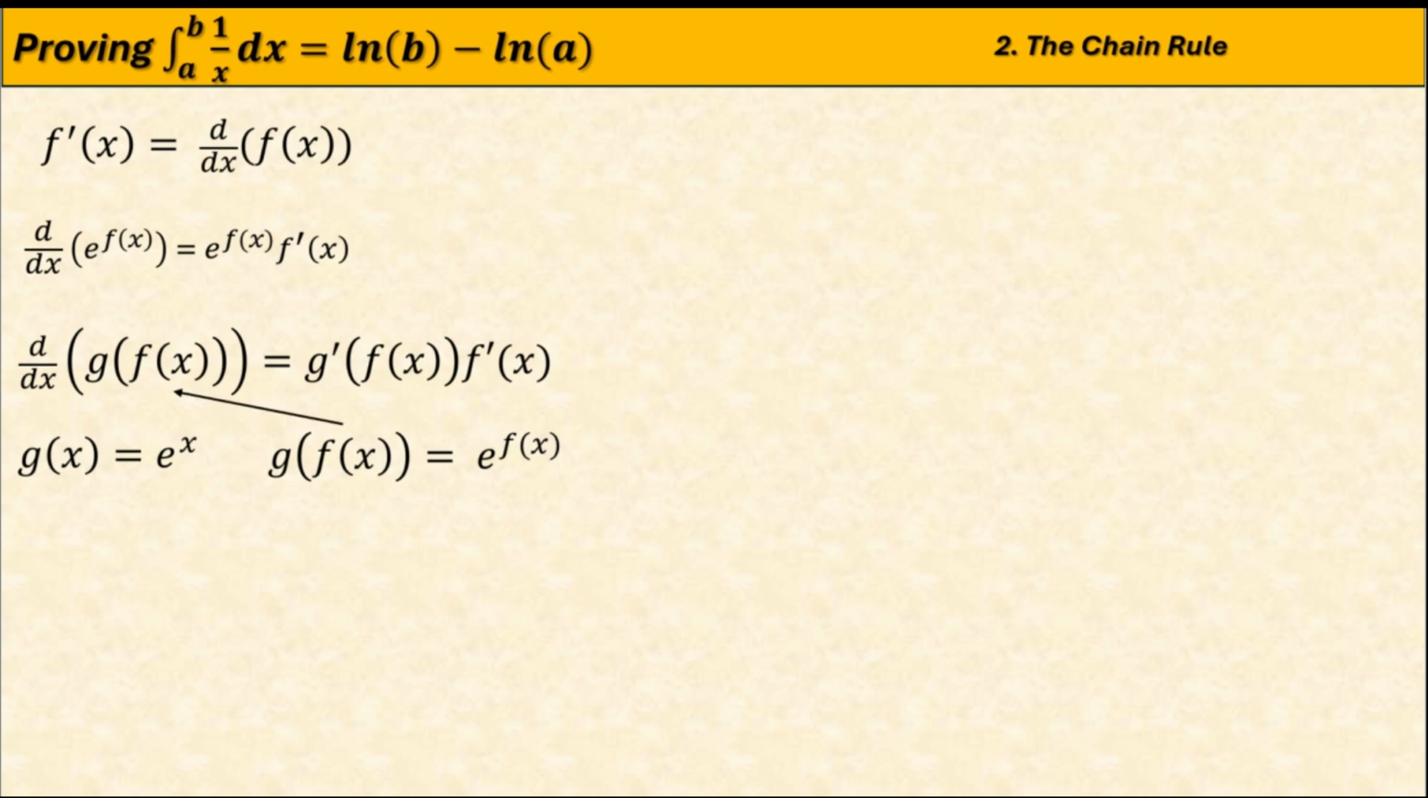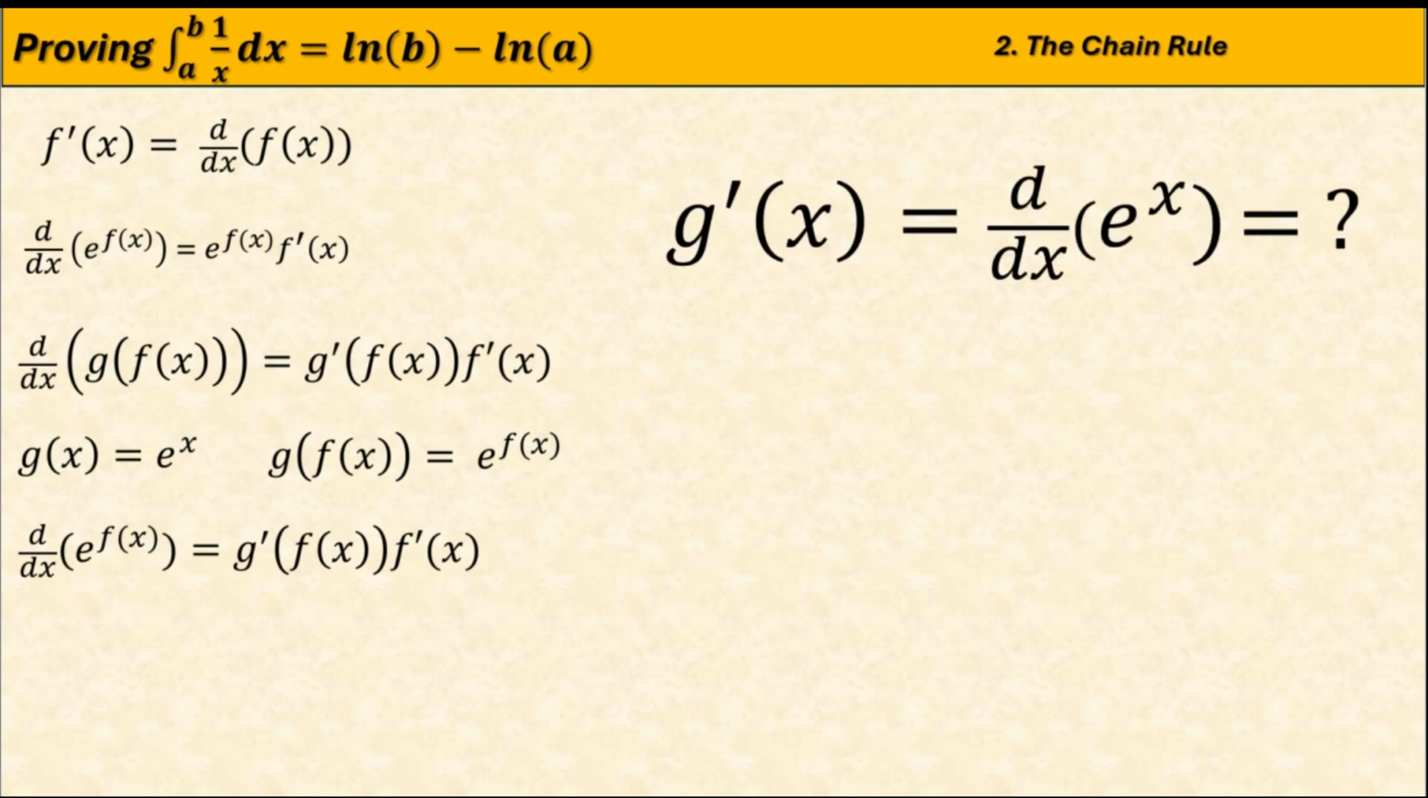Substituting our g of f of x into the chain rule gives us this. Now what we must do is solve for the derivative of g of x, which is the derivative of e to the x.